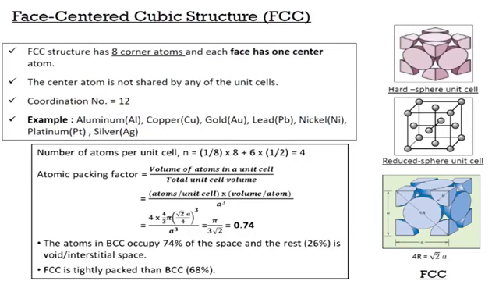That means 74% of the space is occupied and the rest 26% is void or interstitial space. So, this is definitely much more packed than even the BCC. Materials like aluminum, copper, gold, lead, nickel, platinum and silver all show the FCC structure. In fact, some materials can actually change their crystal structure with respect to temperature. So, there is a phase transition and the crystal structure change can occur in materials. The best example is iron itself.